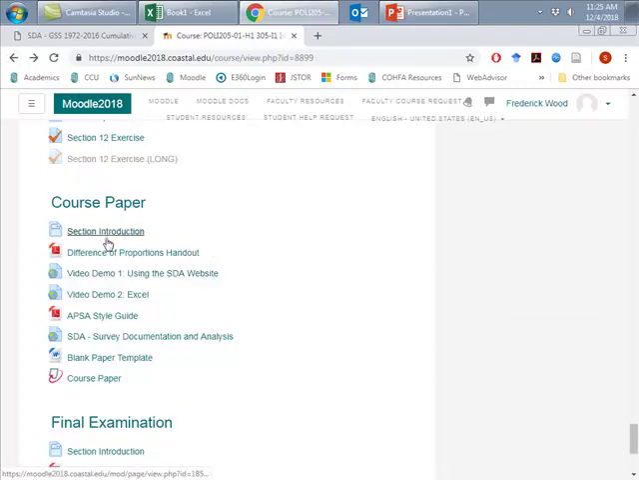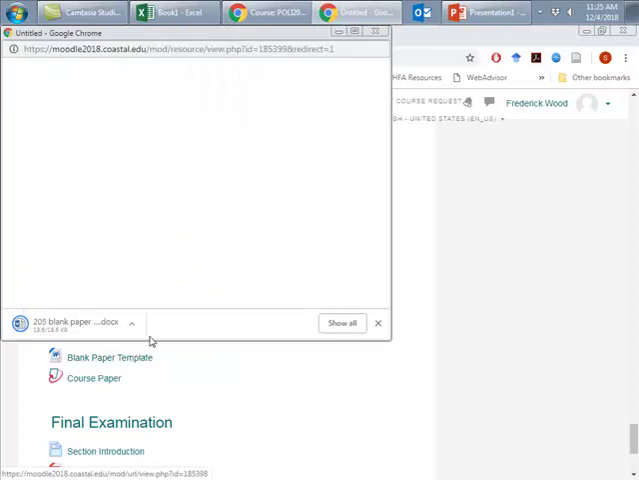Okay. So that's here in the course paper section. If you haven't found it yet, there's a template for you for the paper.